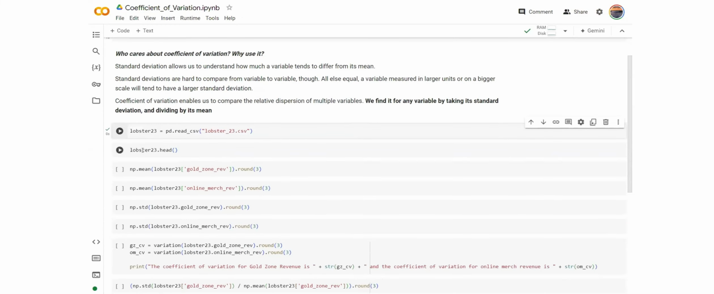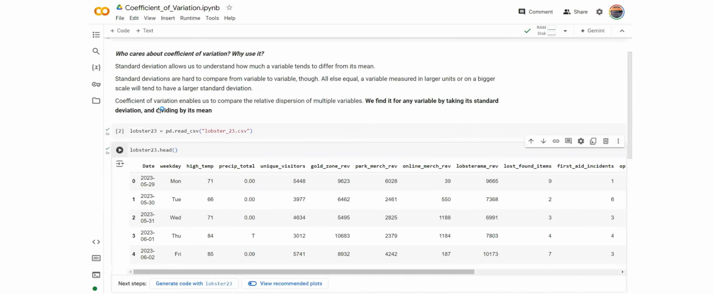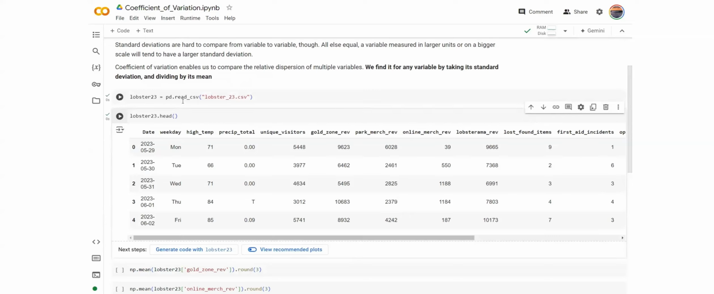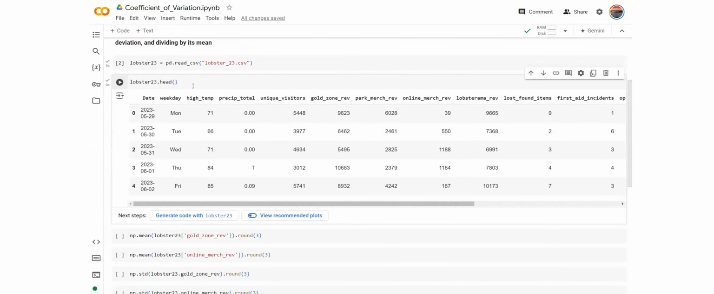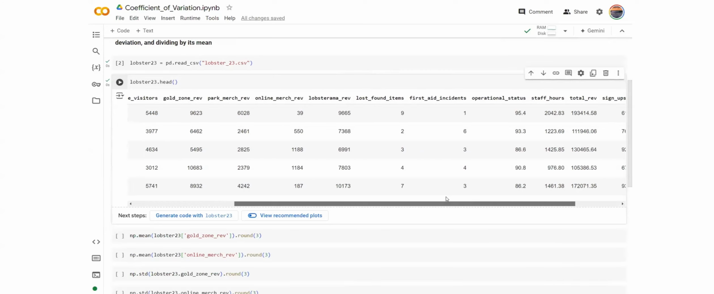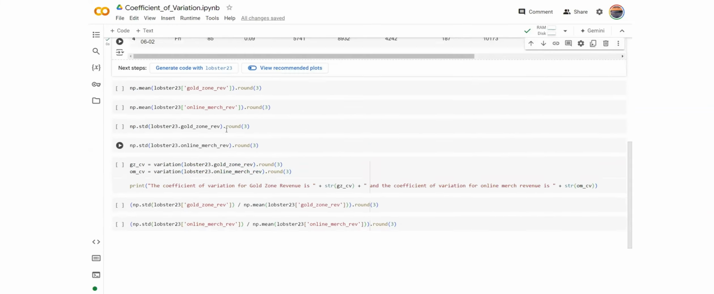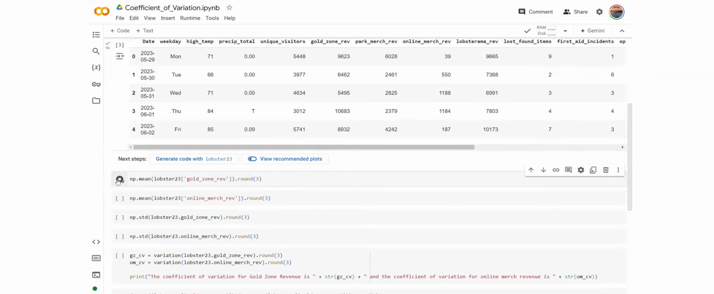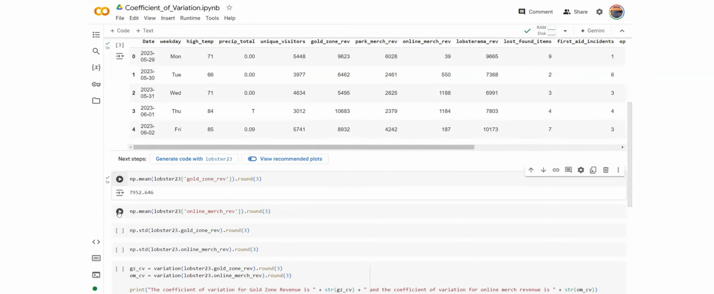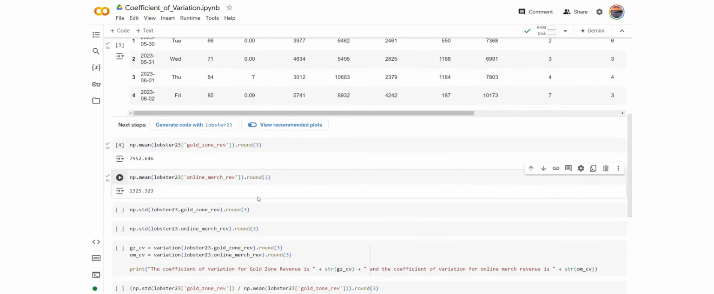In comes Lobster 23, which contains data for each day of park operations across the 2023 season, as shown right here. We can see that we've got statistics for each day for many different variables. Here we're just looking at the first 5 rows. But suppose we want to dig in a little deeper to understand Gold Zone revenue and online merch revenue. Well, we can start by looking at a mean. A mean is a great way to start to understand any variable. We can see that the mean value for Gold Zone revenue is much greater than the mean value for online merch revenue during the season of park operations.